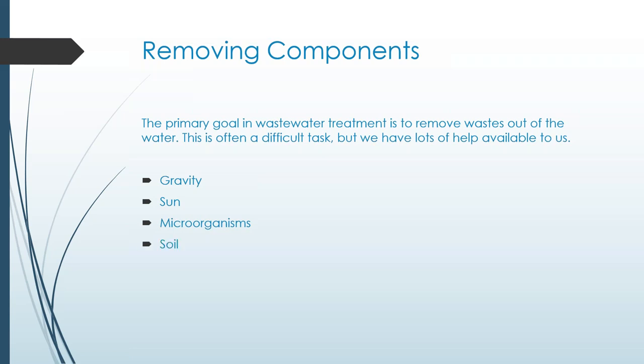And finally, we've got the soil. The soil treats wastewater by filtering out particles, removing some chemicals and nutrients, and acting as a site for destroying pathogens. Soil particles provide surface area for wastewater to pass over to be treated.